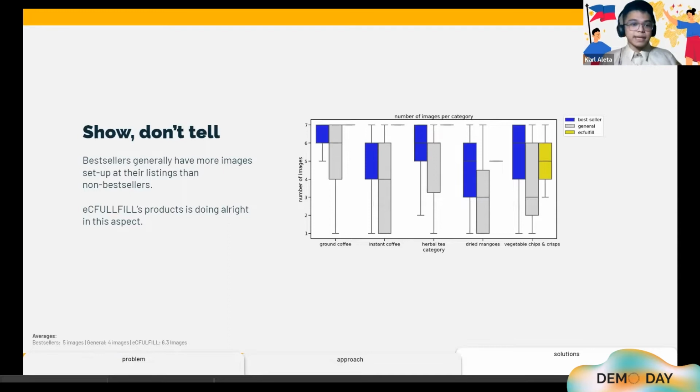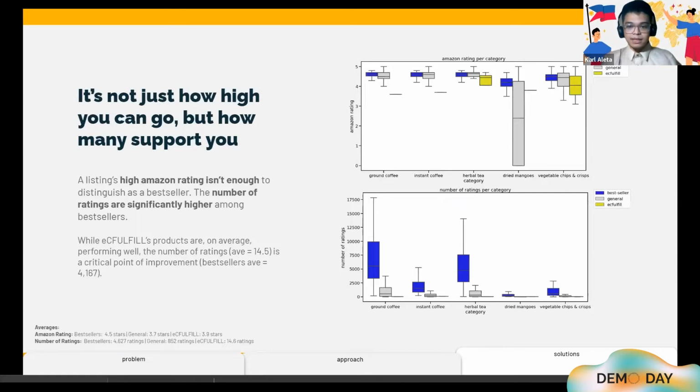Following Amazon's published best practices, more images may attract sales as it gives potential buyers a glimpse of the product. Bestsellers generally have more images and Easy Fulfill products as well. Interestingly, a product's high star rating isn't enough to distinguish a product as a bestseller. Instead, we should focus on garnering more number of ratings, as bestsellers significantly trend higher. Easy Fulfill may set up promos to encourage reviews of their products.